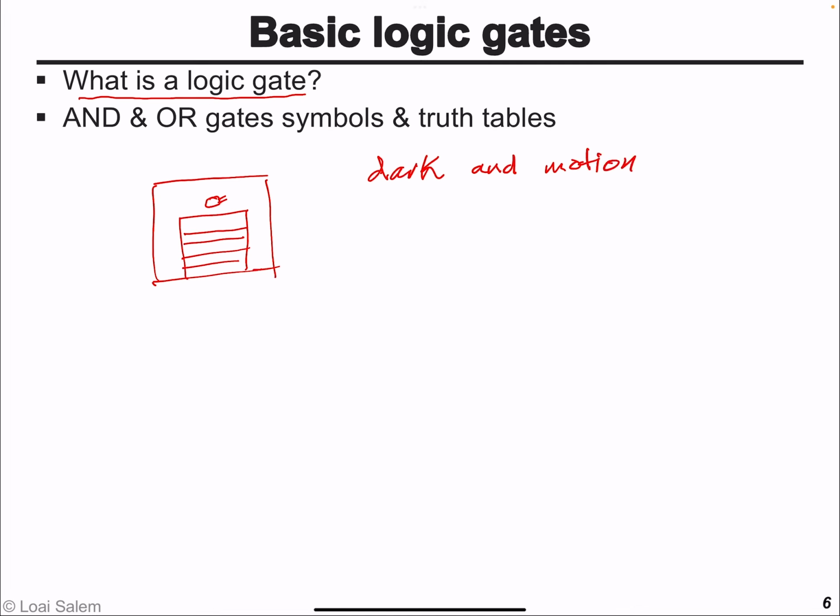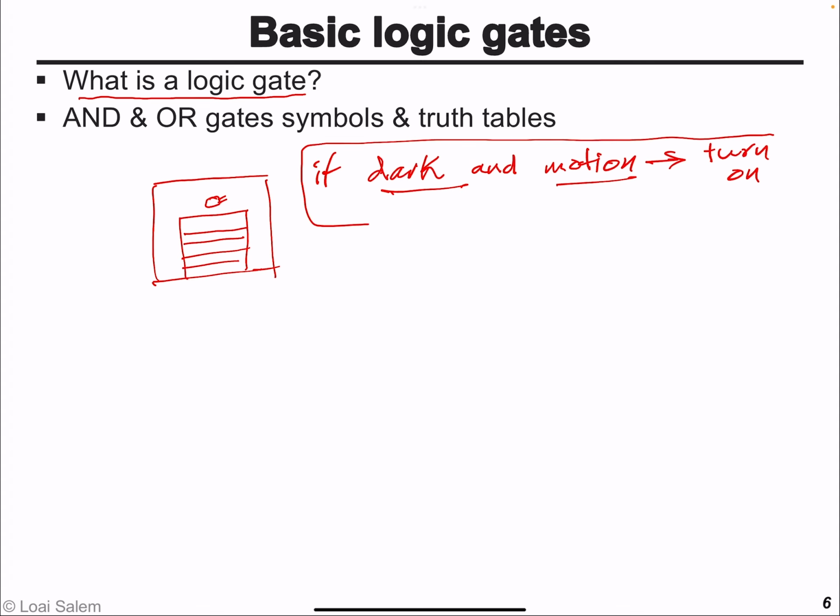So as you can see, if it is dark and there is motion, then turn on the light bulb. How to design a circuit that implements this logical function is what's called a logic gate. So how do we design a circuit that performs this simple logical expression?